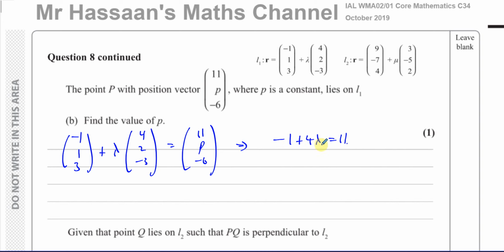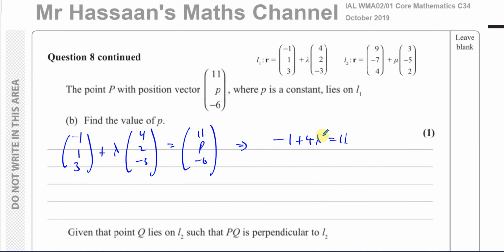Now the lambda here is not the same as the lambda in the other question, because the lambda changes depending on where you are on the line. That's the value of lambda we found before, where those two lines intersect. This is a different value of lambda, where the point P is on the line. The value of lambda takes you to different places along that line, so we can't just say lambda is equal to the same value we found before.